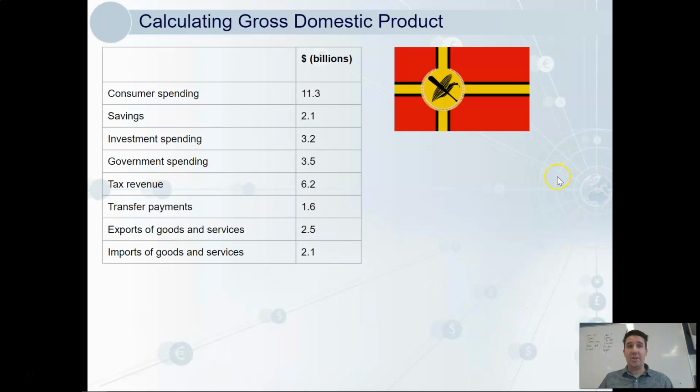Now, calculating GDP. This should be relatively straightforward. Here we've got some economic data from the fictional country of Burmistan. Now, given what you've seen previously in this video, I want you to calculate the GDP of Burmistan. So pause now and do this.